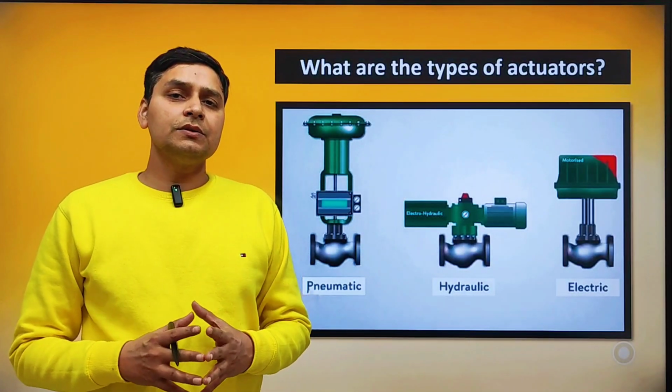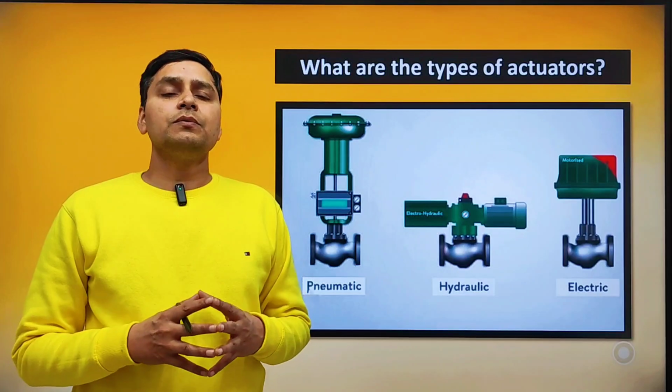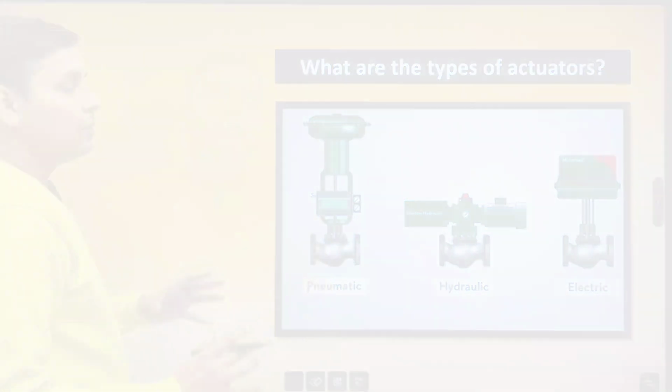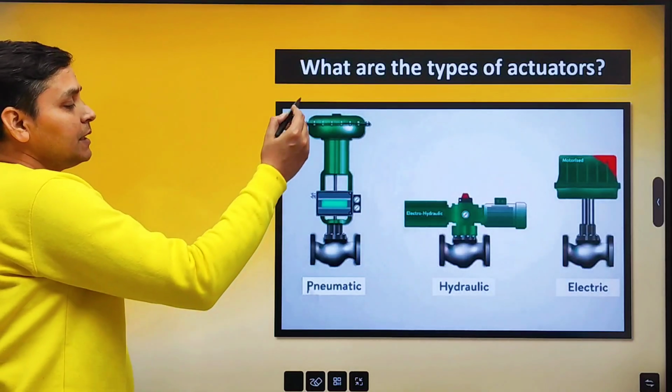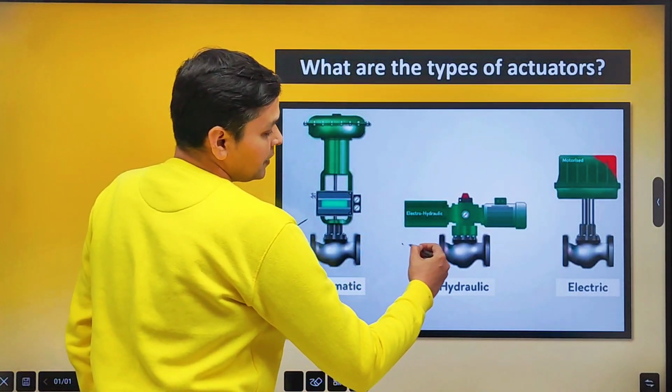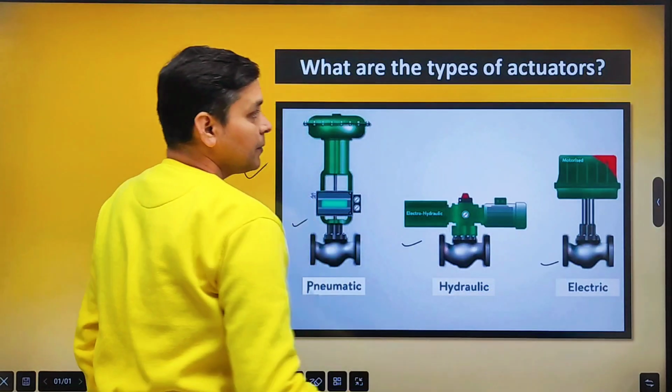Let's move to the next question. What are the different types of actuators? This question is related to control valves. Look friends, basically there are three types of actuators. The first one is pneumatic actuator, second one is hydraulic, and the third one is electric.